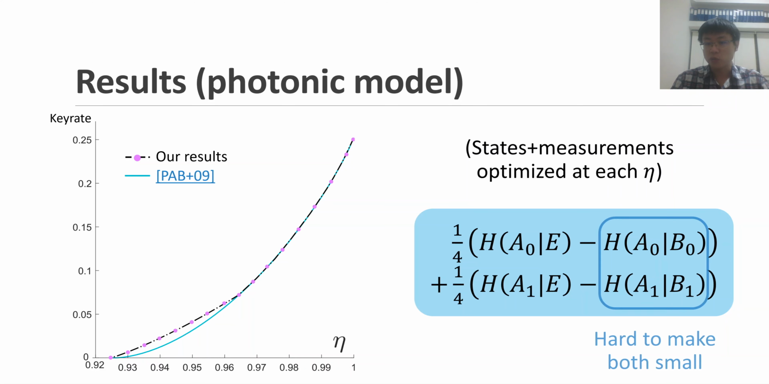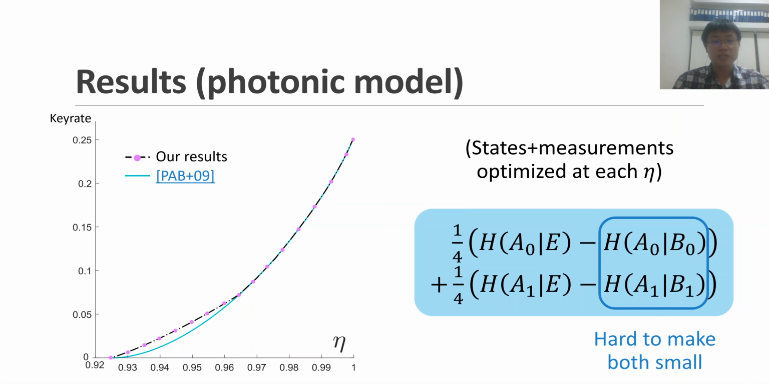Basically, the two terms in the box here involving the conditional entropies versus Bob, for the photonic model, these two terms tend to have somewhat different values, and it seems difficult to choose experimental parameters such that both of these values are small at the same time. So somehow this seems to be posing a difficulty in applying our approach for photonic experiments.